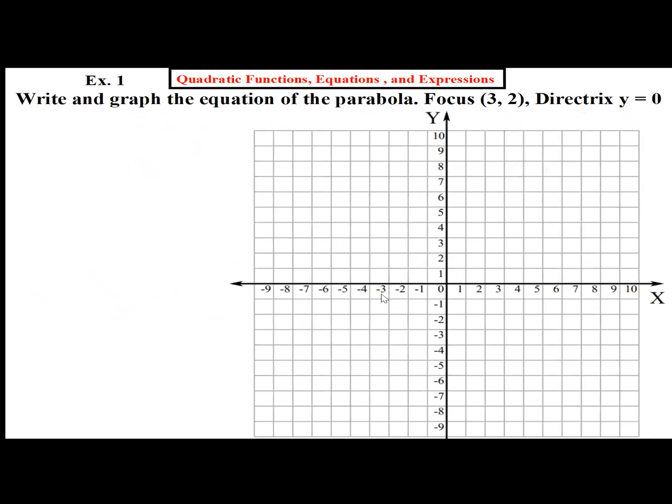All right. Copy this one, example 1. It reads, write and graph the equation of the parabola with focus (3, 2), and directrix y equals 0. Copy that. I'll give you some time.